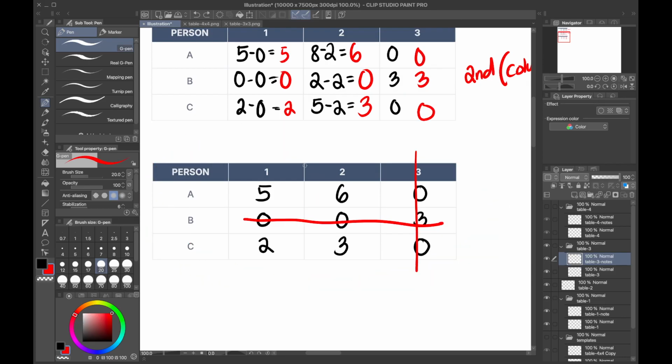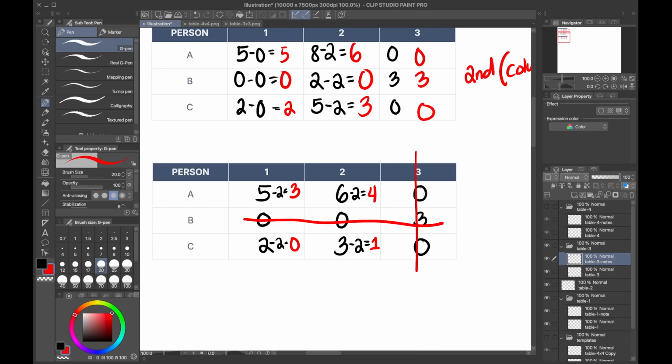In the table, you look for the smallest number that is untouched by the lines. The smallest number untouched by the lines would be 2. So what you would do is subtract 2 from all your other values that are also untouched. So 5 minus 2 is equal to 3. 6 minus 2 is equal to 4. Then 2 minus itself is just 0. And 3 minus 2 is equal to 1.